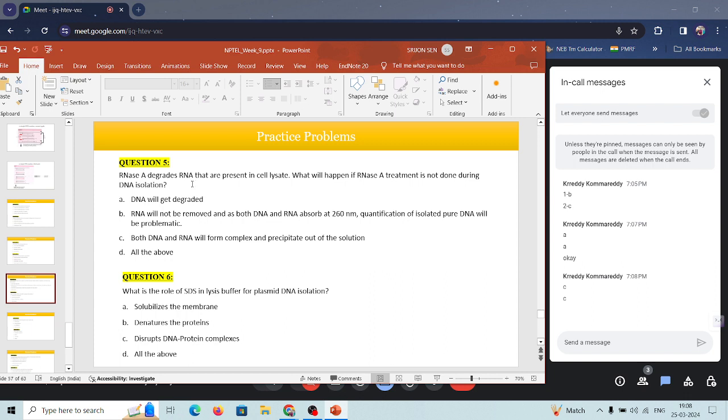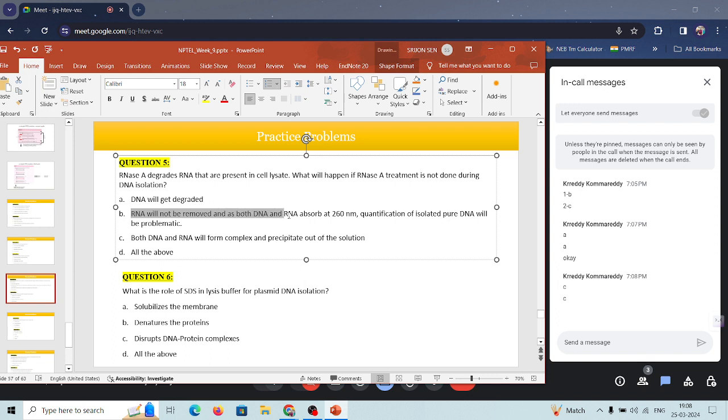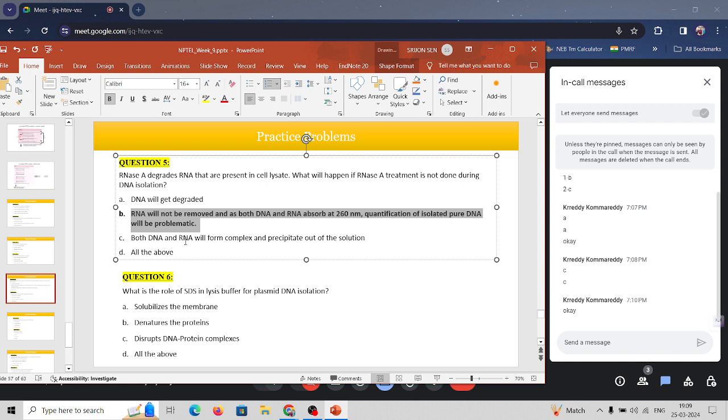RNase A degrades RNA that is present in cell lysate. What will happen if RNase A treatment is not done? So what is the role of RNase? RNA will not be removed. That is correct, as both DNA and RNA absorb at 260 nanometer. So quantification will be problematic. This is correct. Both DNA and RNA will form a complex and precipitate out of the solution.